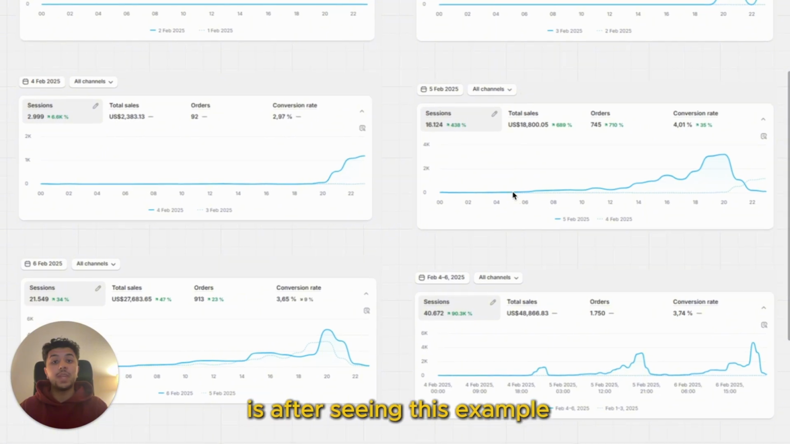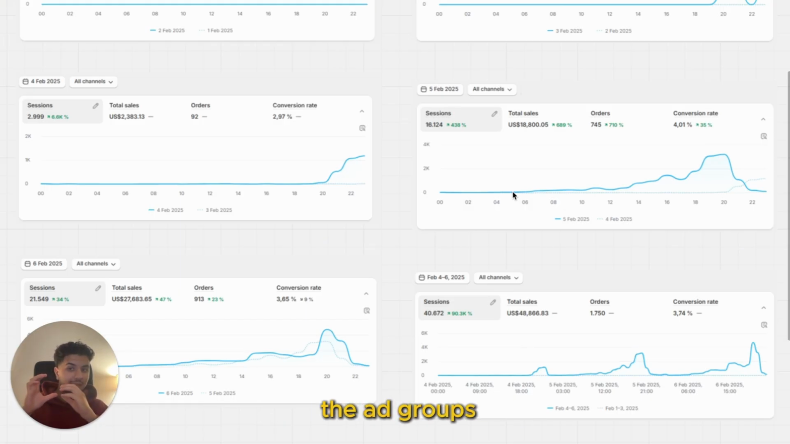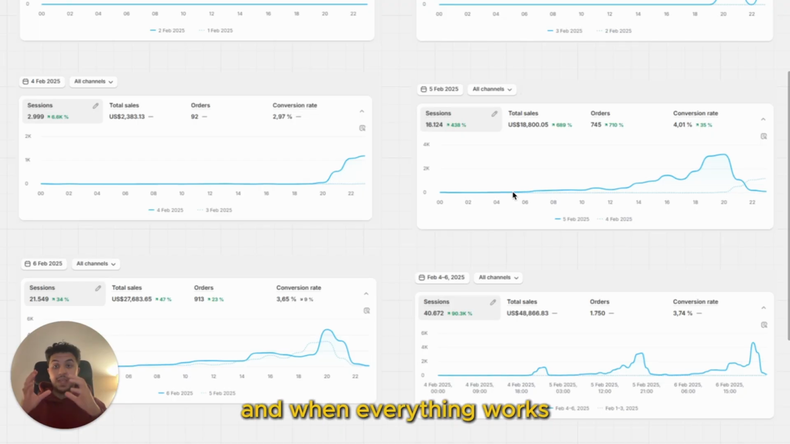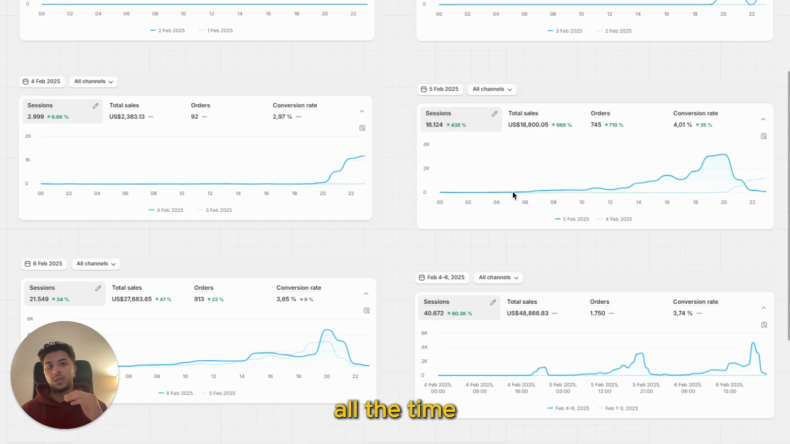And now the next thing is, after seeing this example, the ABO with all the winning ads goes viral and works. What I do is duplicate the ad groups, so the whole campaign, and I duplicate the structure. Most of the time, if you have a good product, you will see that the CBOs, everything will work. And when everything works, you can copy everything, like 2, 3, 4, 5, 6 times. This is how you can increase all the time, you know?